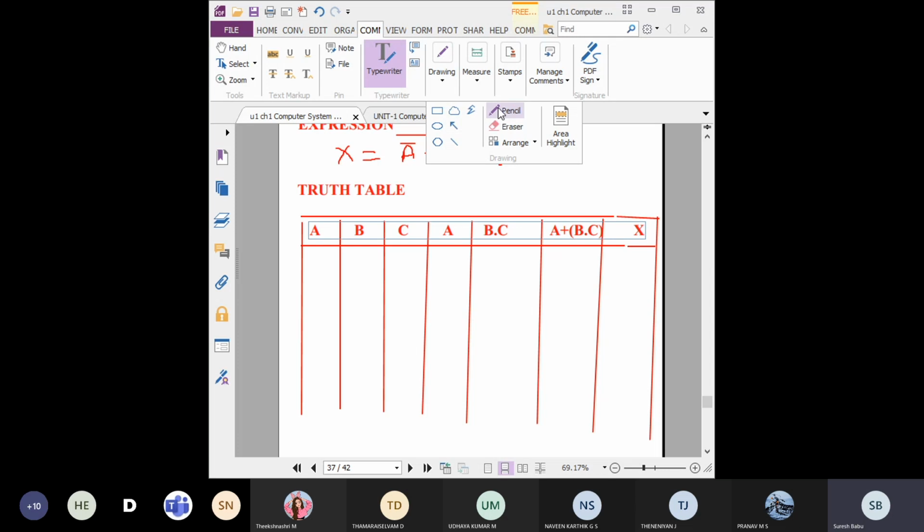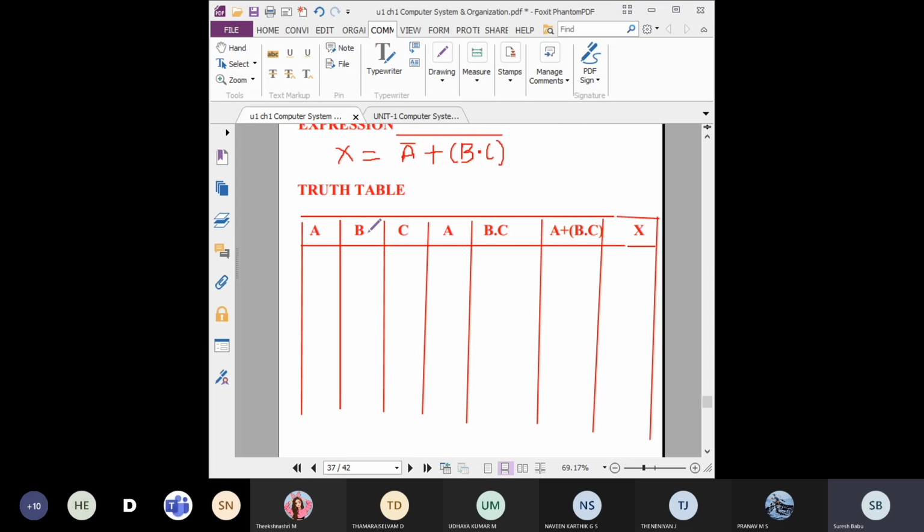Okay, students, everyone understood? You have 3 inputs. Then you have to find A bar. Then you find B dot C. Then you find A bar plus B dot C. Okay, you cannot directly go for that whole bar. So first you find this one, then only you can find the X. That is the bar of this one. Okay, this input. Students, everyone ready?